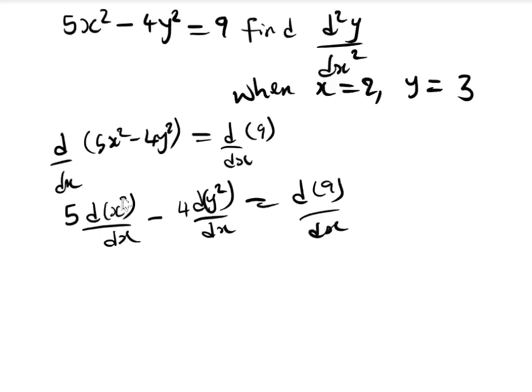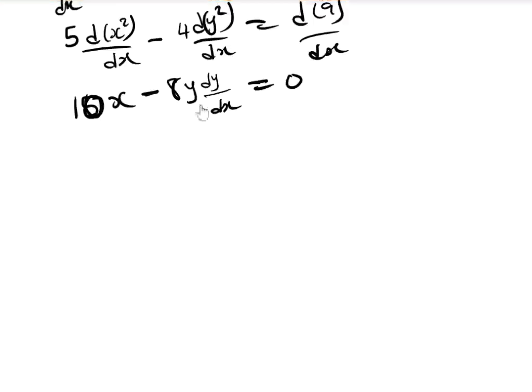If I differentiate x², I'll have 10x, minus, if I differentiate this, I'll be having 8y dy/dx, is equal to 0. Differentiation of a constant is 0.